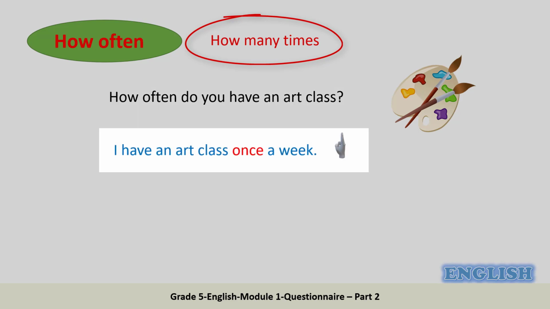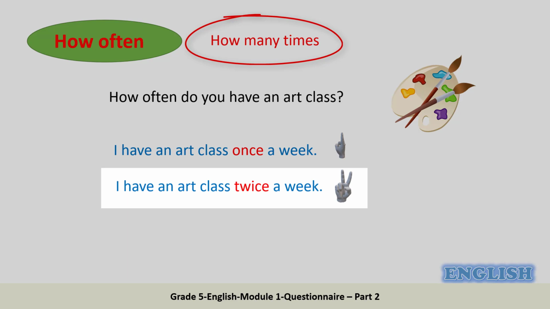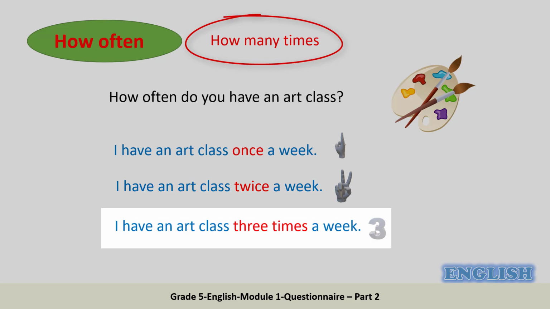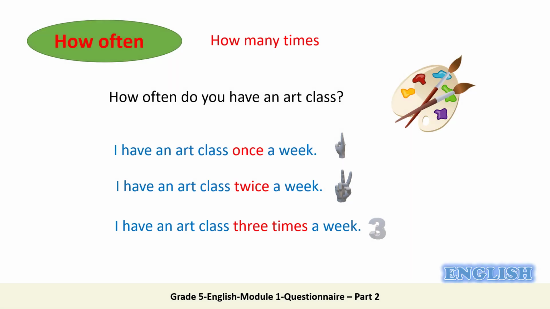And the answer could be like this: I have an art class once a week, which means one time a week. Or I have an art class twice a week, which means 2 times a week. Or I have an art class 3 times a week. And the answer should not necessarily be once or twice a week. It could be once a month, or twice a month, or even a year. Okay? It depends on the question and the activity you're being asked about. This is all about how often, which means how many times. Do you understand, my friends?